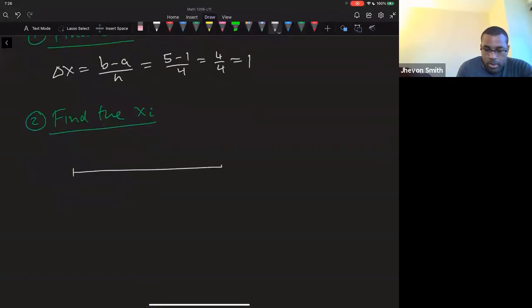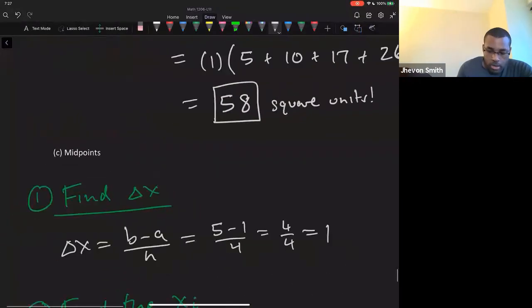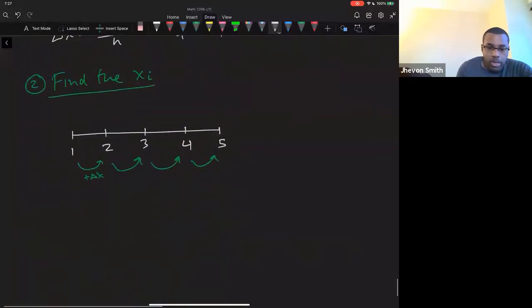So I'm going to have 1 to 5. And to do this, right? So I know that I can add delta x. Add delta x, add delta x, add delta x, add delta x. So this is going to be 2, 3, 4. Now, remember we're doing midpoints here, so we want the middle value. So the first thing you're going to do is find the middle value. So we actually want the guys in here.